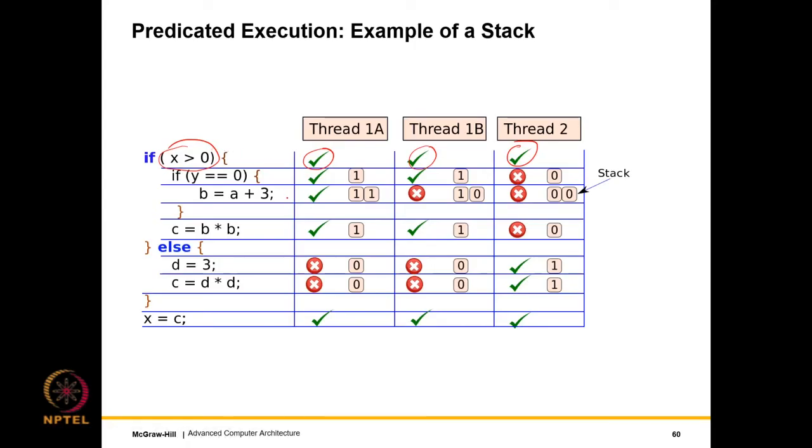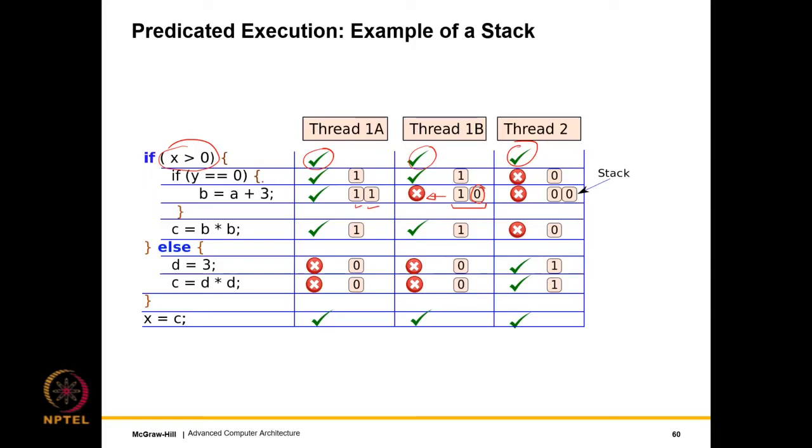Then we execute the body of this if statement. As you can see, in the body of the if statement for thread 1A, both the predicate bits are 1 and 1, which essentially indicates that it is on the correct path. But for thread 1B, even though it passed the first if statement, it was not able to pass the second if statement. That is why for thread 1B, this predicate here is false. So instead of pushing a 1 onto the stack, we push a 0. And because we have one 0-valued entry, this instruction is on the wrong path for thread 1B, and that is why this instruction is not going to be executed, it will be ignored.